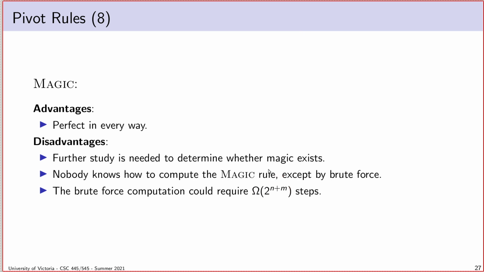So the magic rule exists, and it's called various other things in the books. The books actually talk about it as well. But of course, we can only use it as a theoretical device. We can't really implement it. And if we could implement it, we could solve a whole bunch of other theoretical problems.